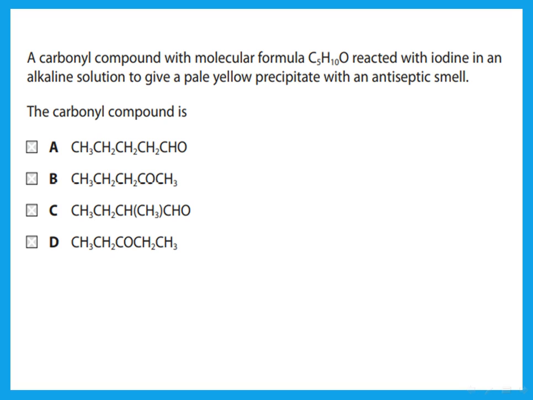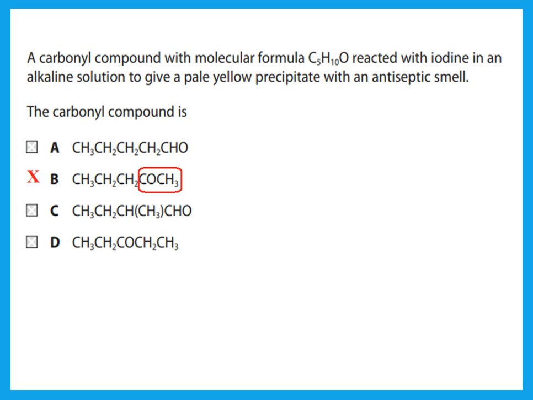So let's look at this question. A carbonyl compound with molecular formula this reacted with iodine in alkaline solution to give a pale yellow precipitate. That means that it has the CH3CO group. Now, which one has CH3CO? That is this one. So this is the one that will give pale yellow precipitate in the iodoform test. The others don't have this group.